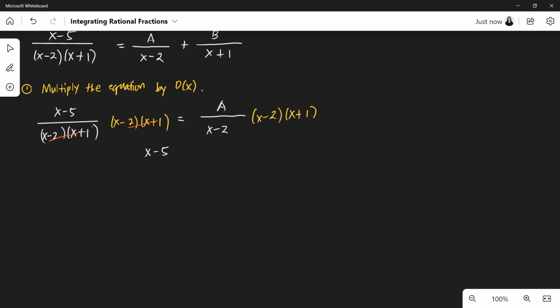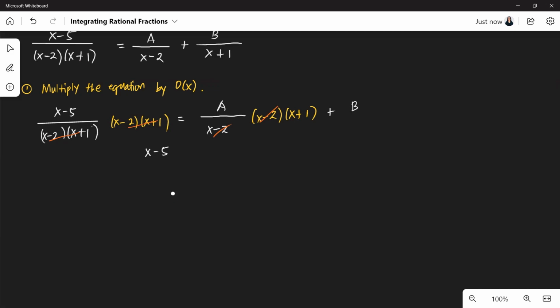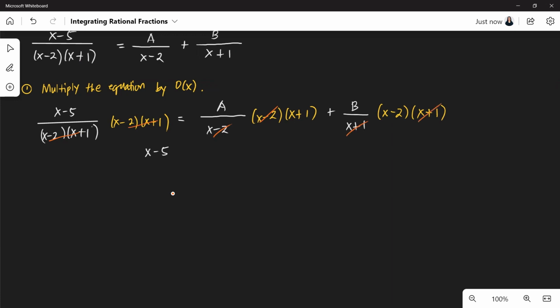So the result would be we are canceling out x minus 2, right? And for the second term, multiply the same value. What you do to the left side, you need to do on the right side because it's an equation. So each term must be multiplied by x minus 2 and x plus 1. So for the second term, x plus 1 will be cancelled out.